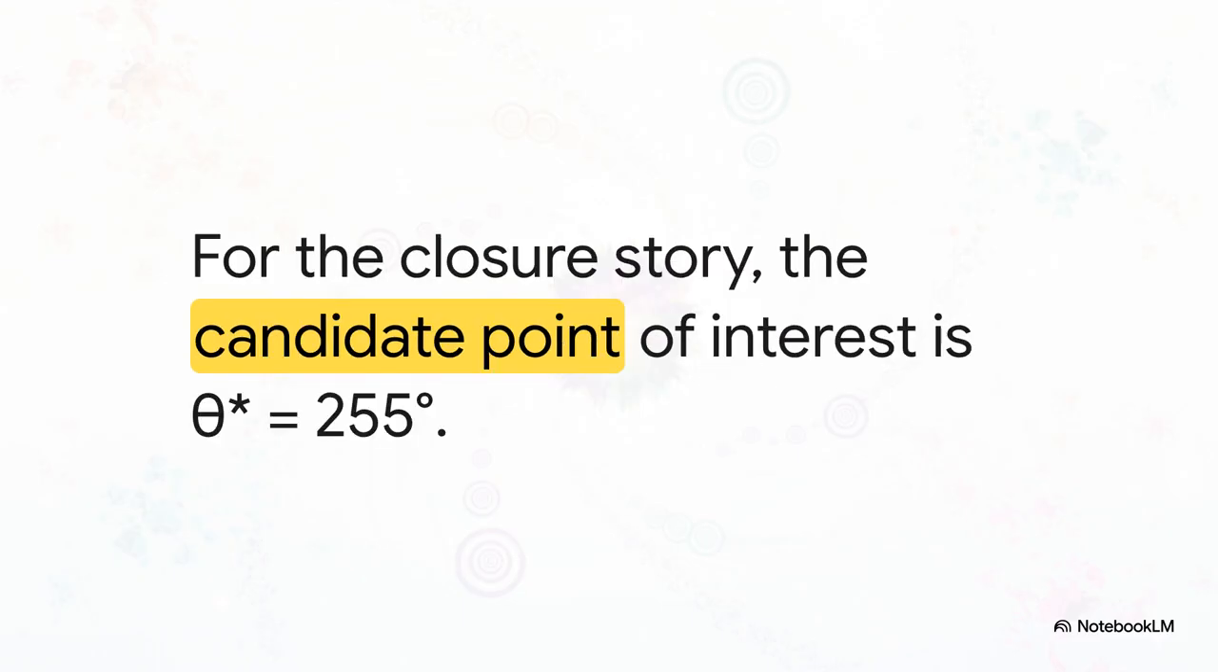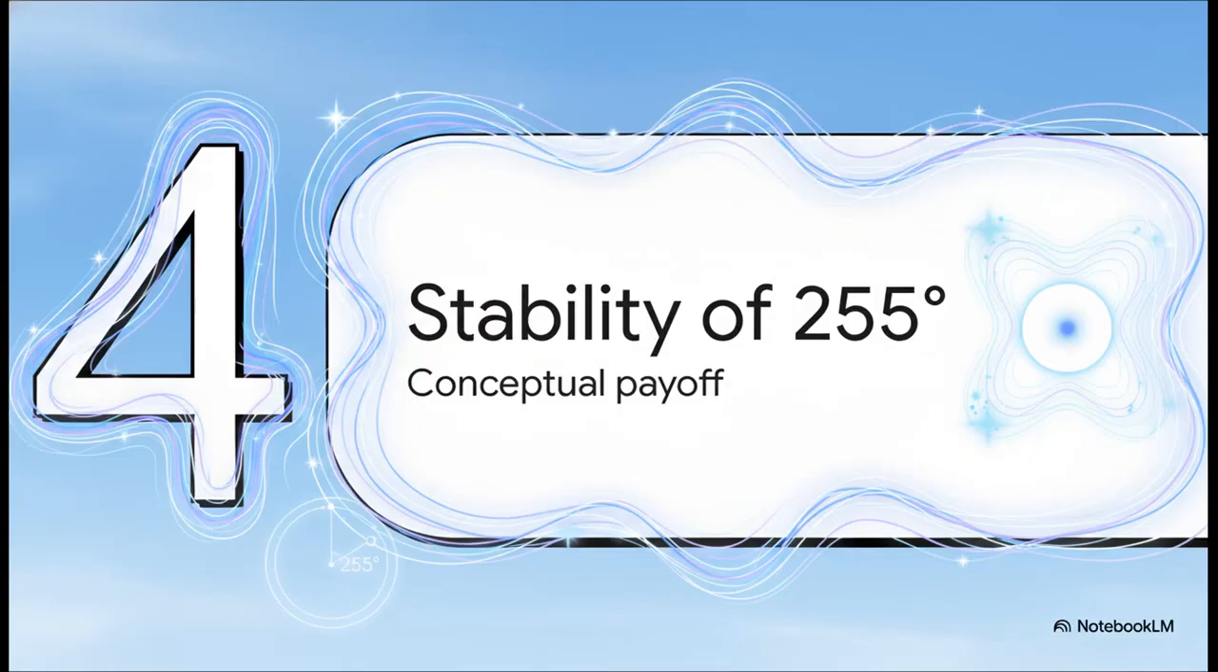And for our ongoing closure story, the specific candidate point of interest that must satisfy this stability condition is 255 degrees. Back in episode 5, our shift derivation moved us to this exact point. Now, we're placing 255 degrees under the rigorous microscope of RG flow to see if it actually behaves as an enduring attractor.